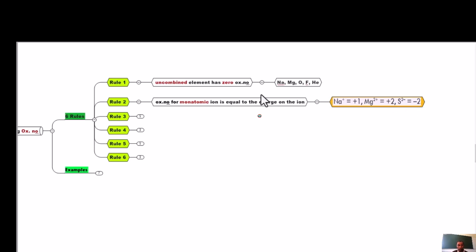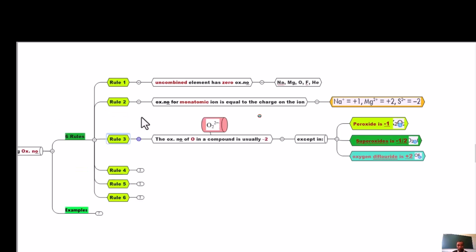Rule 3 is the oxidation number for oxygen. The oxidation number of oxygen in a compound is usually -2 except in peroxide. In peroxide, the oxidation number of oxygen is -1. Example, if you calculate the oxidation number of oxygen in this compound, it becomes -1.